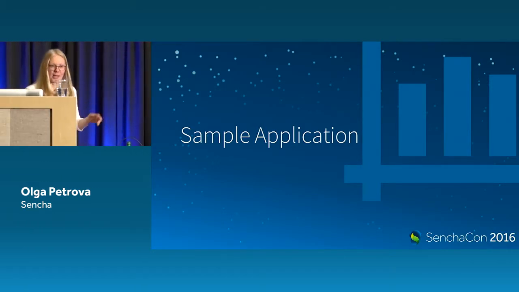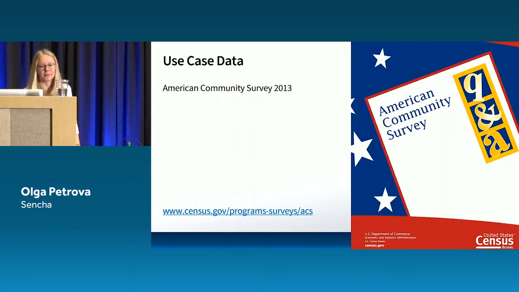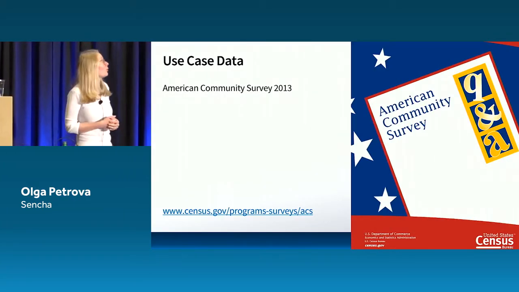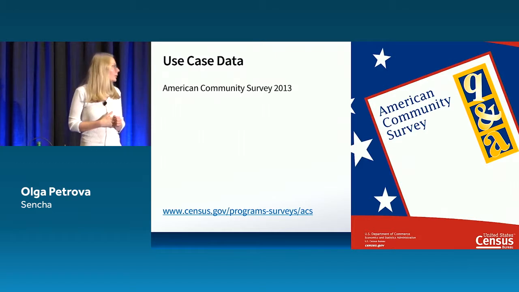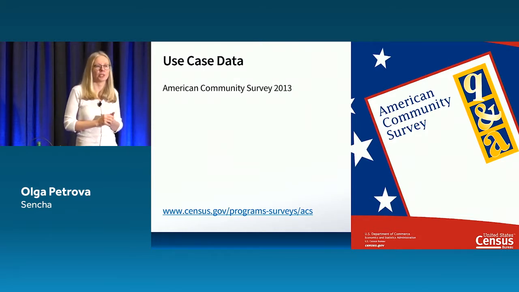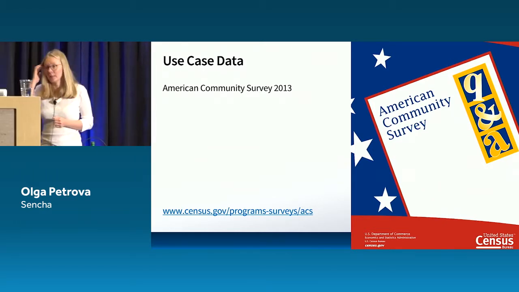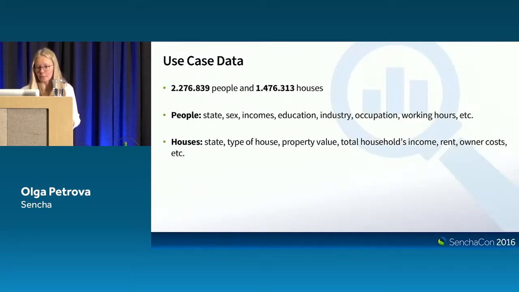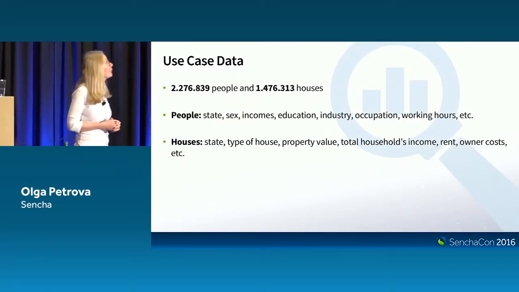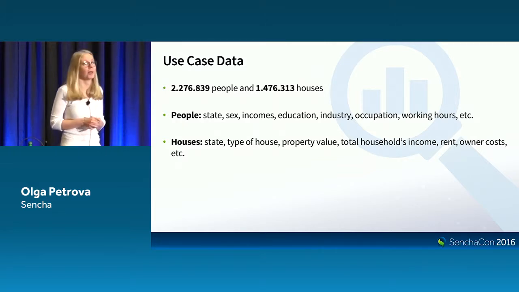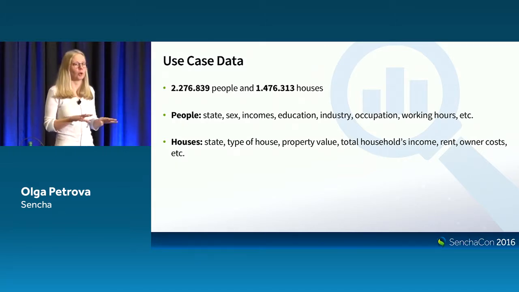So I have tried several options, and I chose data from the American Community Survey for 2013, provided by the United States Census Bureau. Its data includes critical economic, social, demographic, and housing information about US communities. This data is used for evaluating and managing government programs. It is public and available to everyone. So in my database, I have data about more than 2 million people and almost 1.5 million houses. But of course, all data is anonymized.